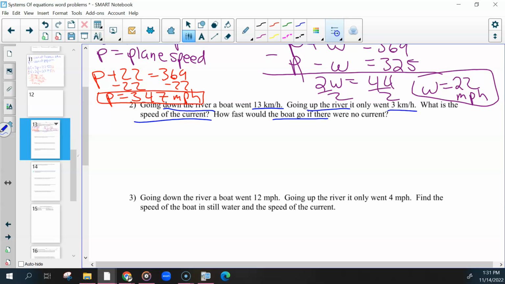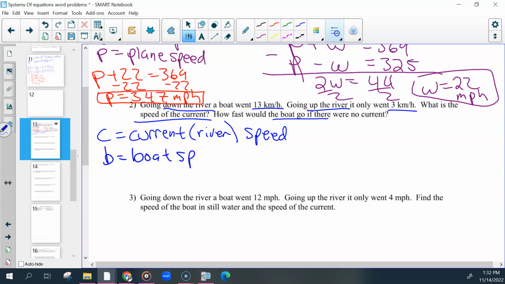What is the speed of the current? The current is the river speed. So I'm going to call that C. It's asking about the speed of the river, or the speed of the current. And then how fast would the boat go if there were no current? That just means it's asking about the boat's speed. How fast is the boat really going? So we're not looking for the speed of the current when it's not moving, because that would just be 0. We're looking for the boat speed.